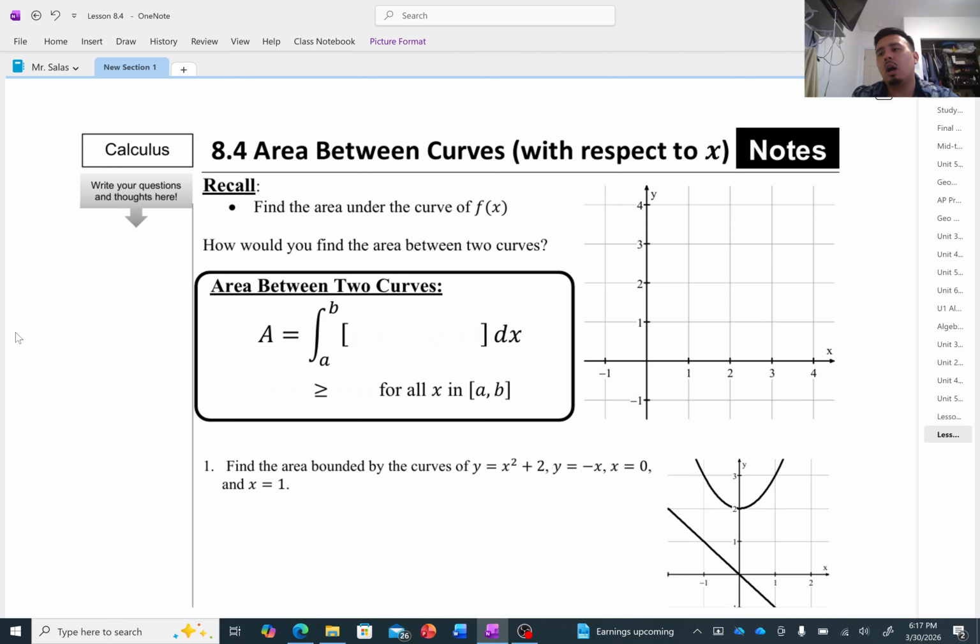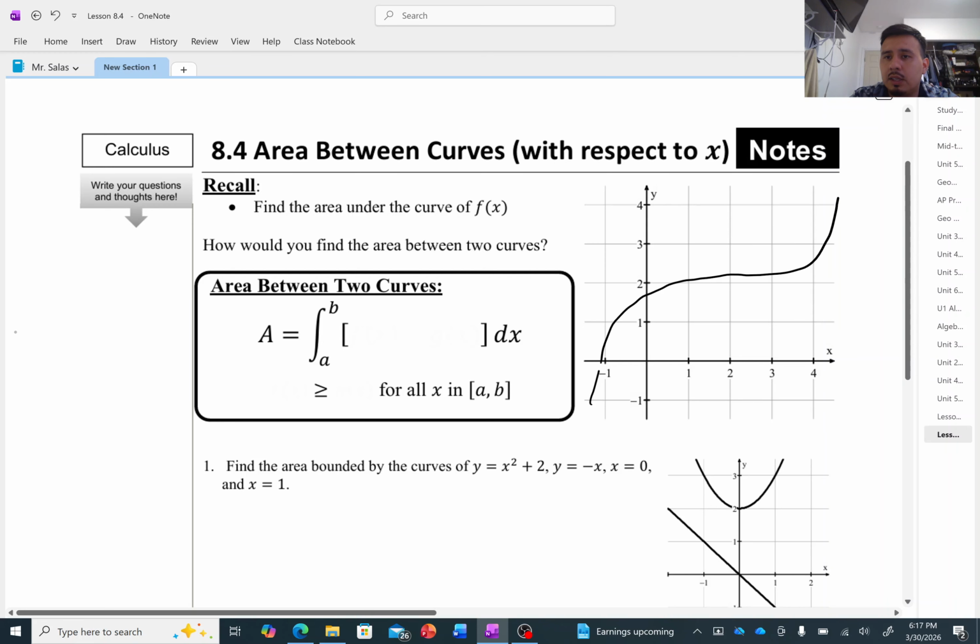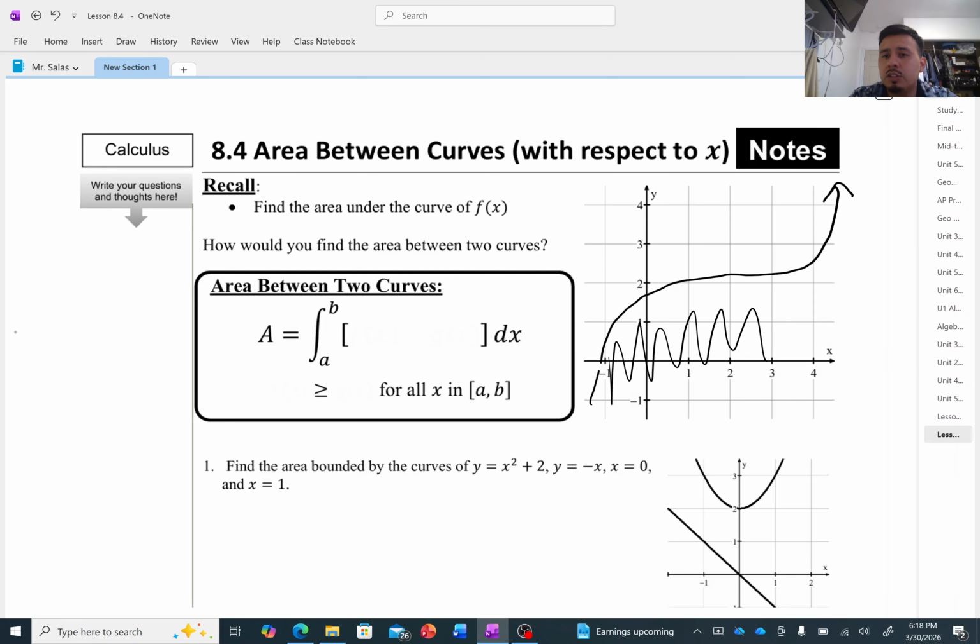So let's recall a couple things. When we find the area under the curve of f of x, let's say for example, I have this graph that goes something like this, right? To find the area under the curve, I'm looking at all this area right here, no? All the area under the curve. Obviously, if it would be restricted to -1.